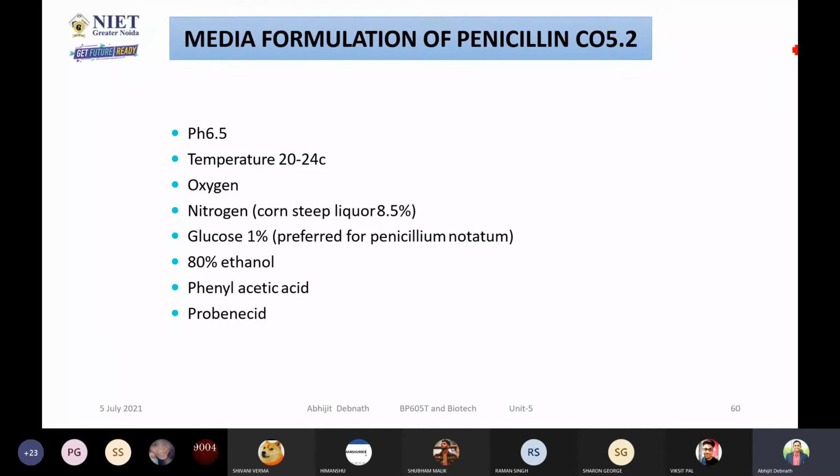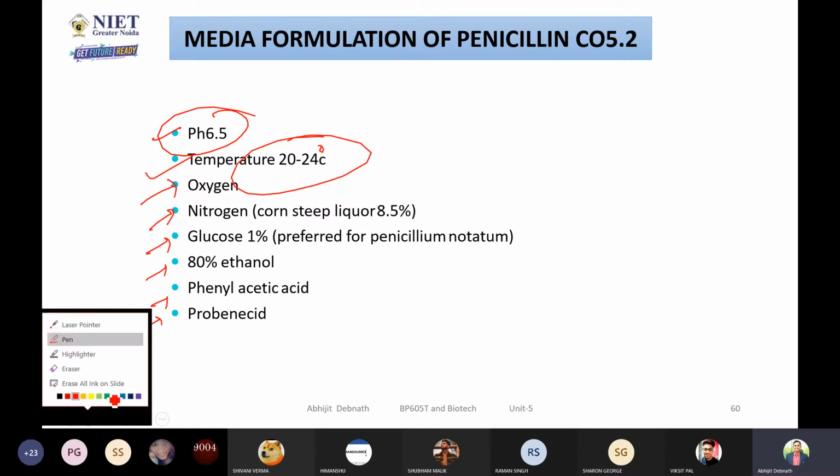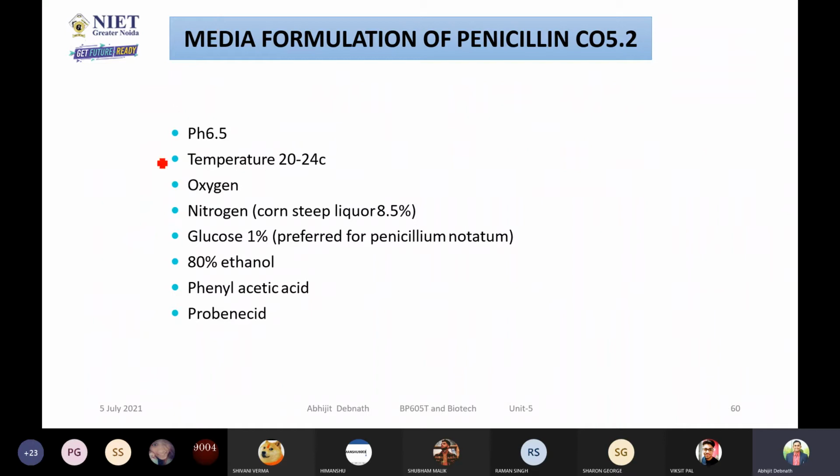So what is the media formulation for penicillin? For that you need pH up to 6.5, temperature 20 to 24 degrees centigrade, oxygen, nitrogen, glucose, then ethanol, then phenyl acetic acid, and this thing called probenecid. Now you might be wondering why the pH is slightly acidic, 6.5.